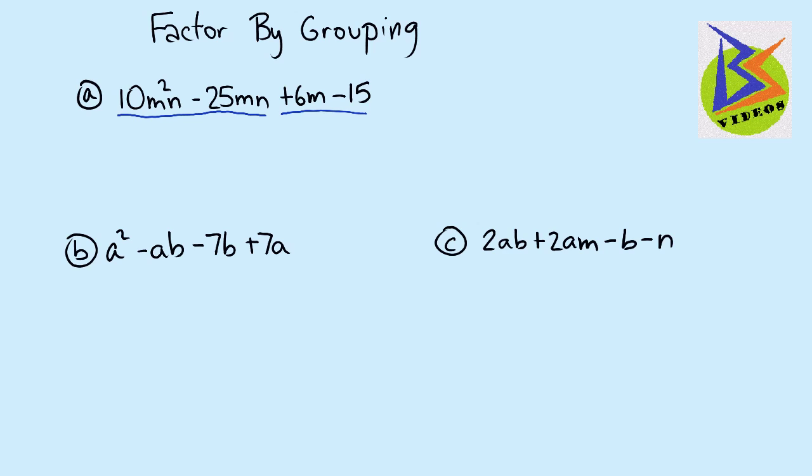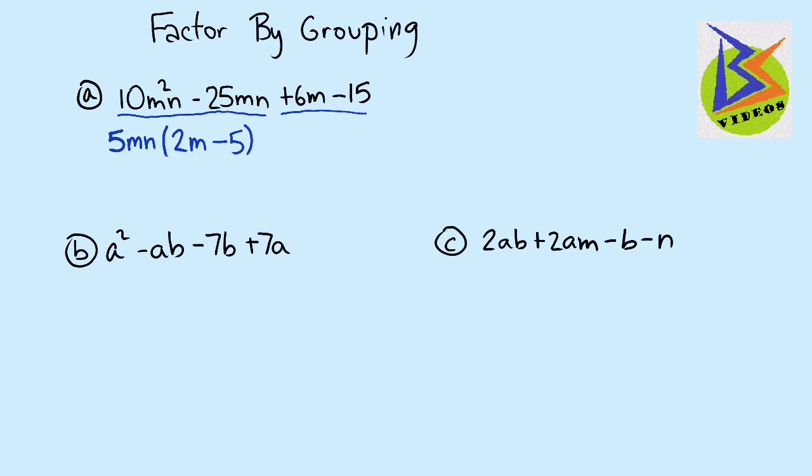So let's take a look at this first group, 10m squared n minus 25mn. We look and say, okay, 5 can go into both 10 and 25, and that's the largest number that can go in there. Then it looks like we have an m and an n that we share. Now in parentheses, we're going to put what's left. So 10 divided by 5 is 2, m squared divided by m is m, and n divided by n is just 1. Minus, so we keep the sign, 25 divided by 5 is 5. And then we have m divided by m is 1, and n divided by n is 1.